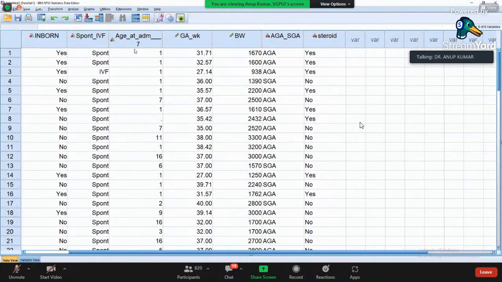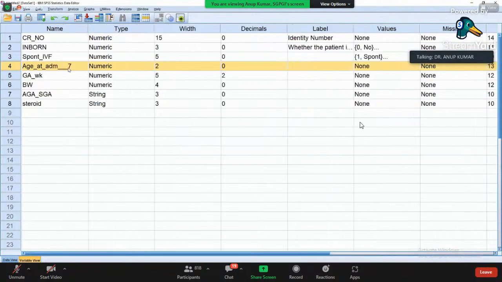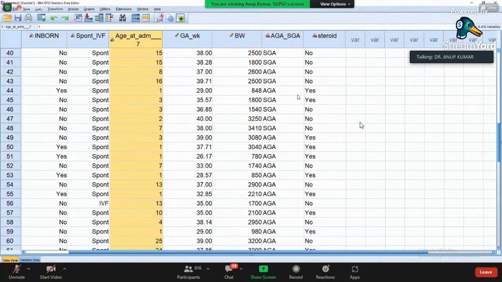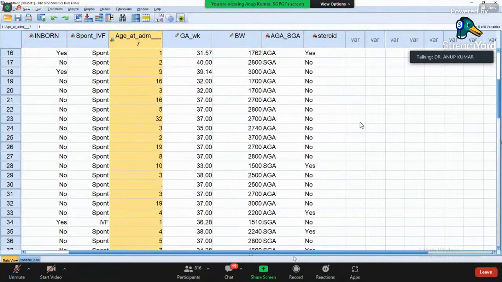Now you can see what is actually happening here. This is age at admission. This data is in days, when the baby is admitted to the hospital. What is the age of the baby at the time of admission? You can see the data is written like 1111. But the type is numeric.